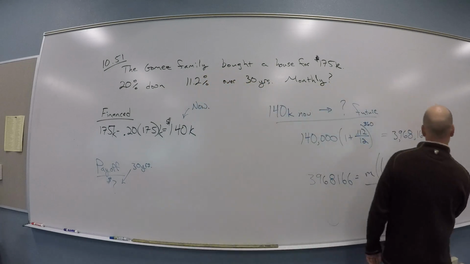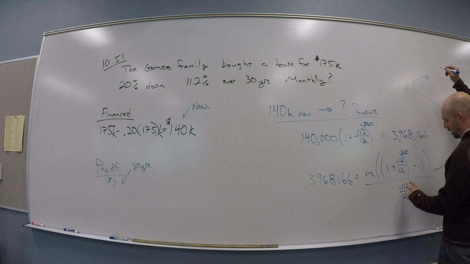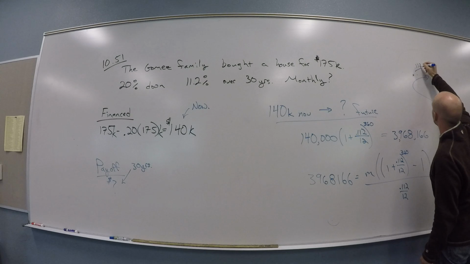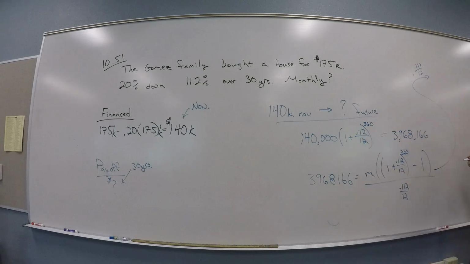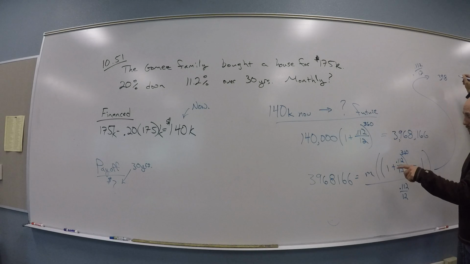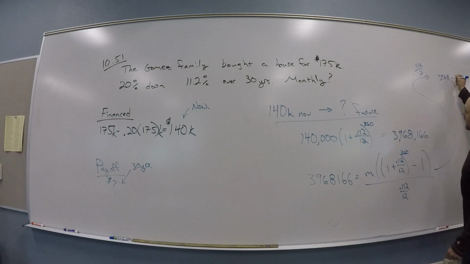So first things first, take this whole mess and multiply by 0.112 over 12, both sides. Are you with me on that? I'm going to clear the bottom. So I'm going to get 3,968,166 times 0.112 over 12 equals M times all of 1 plus 0.112 over 12 to the 360 minus 1.